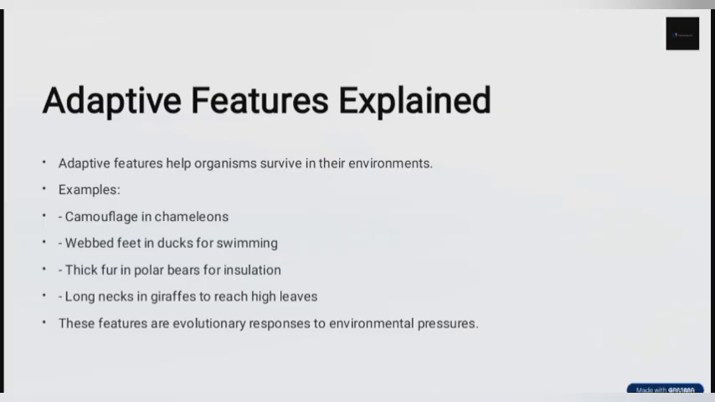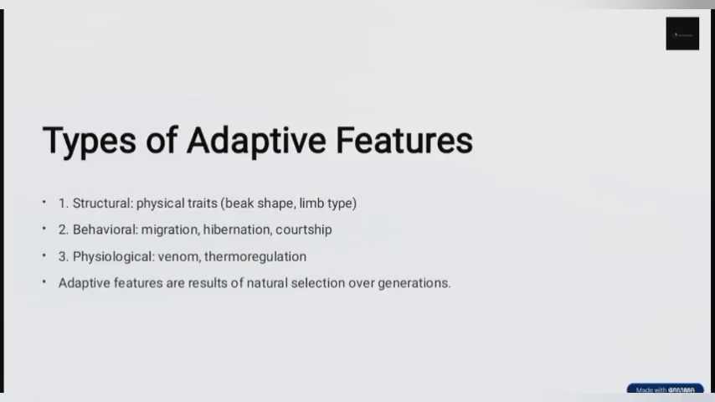Webbed feet in dogs. This enables them to paddle effectively inside water. Thick fur in polar bears. Polar bears live in an extreme cold environment, but their thick fur enables them to maintain their body temperature. Long necks in giraffes help them to reach high trees. All these are adaptive features.